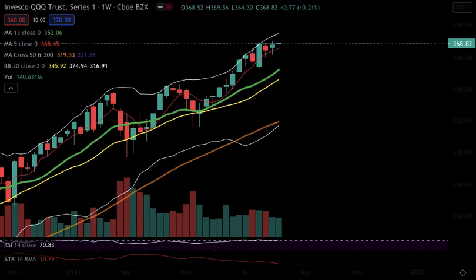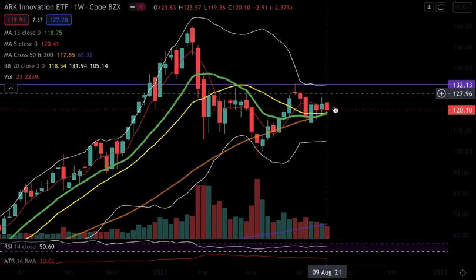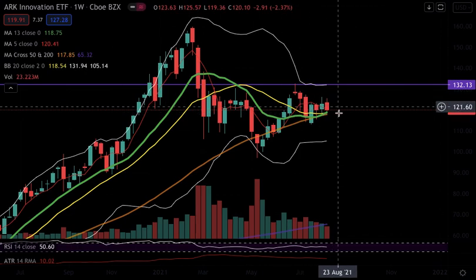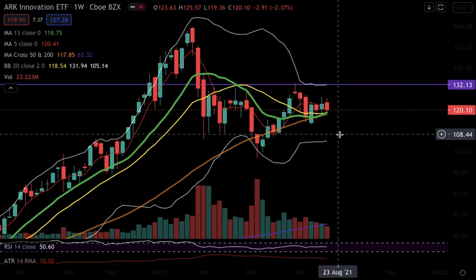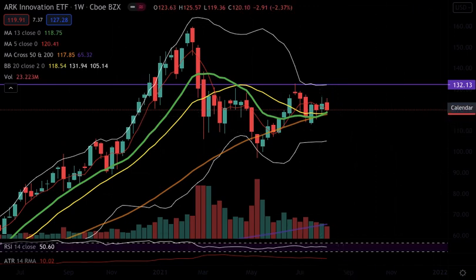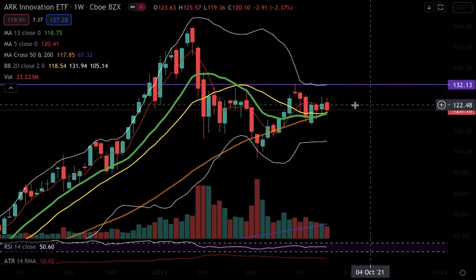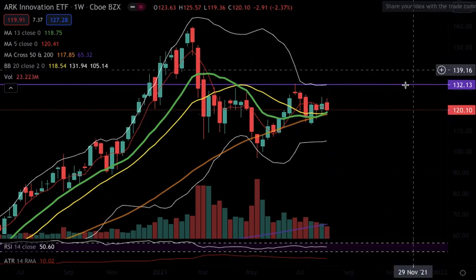All right, moving on to ARKK. This is a weekly chart of ARKK. Now, ARKK, you got these moving averages squeezing, getting tangled up. That's telling me sideways action. All right, we have a critical support level at 118.54 and then 117.85. So that's where the 20 and the 50-day moving average is. So we want to see ARKK stay above those levels.